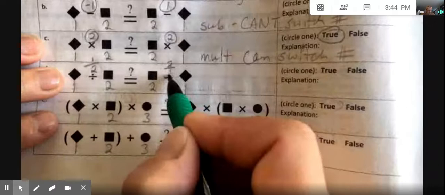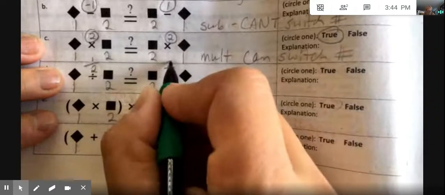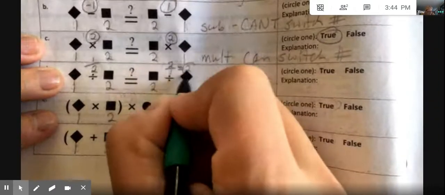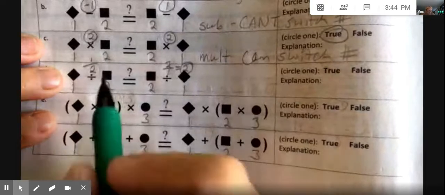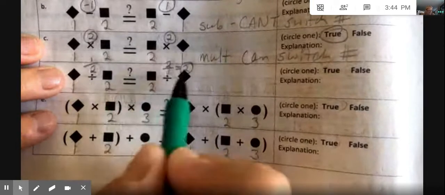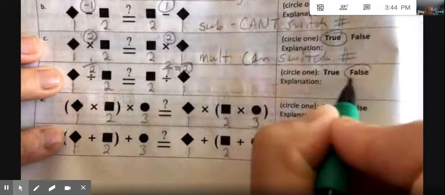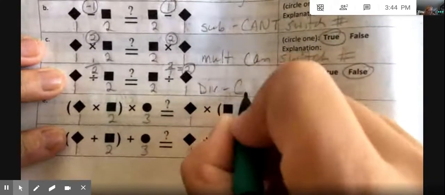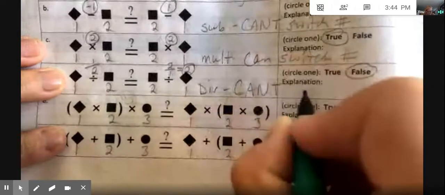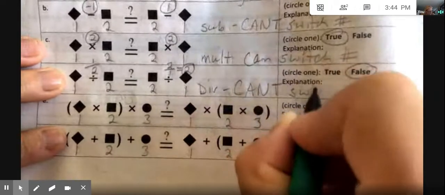Well, 2 divided by 1, 1 can go into 2 two times. So that's actually a 2. So is 1/2 the same thing as 2? No. So for division, we can't switch the order of the numbers.